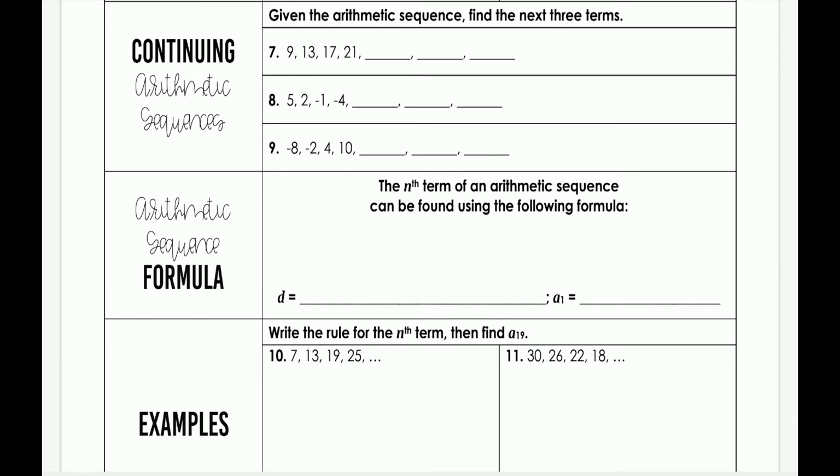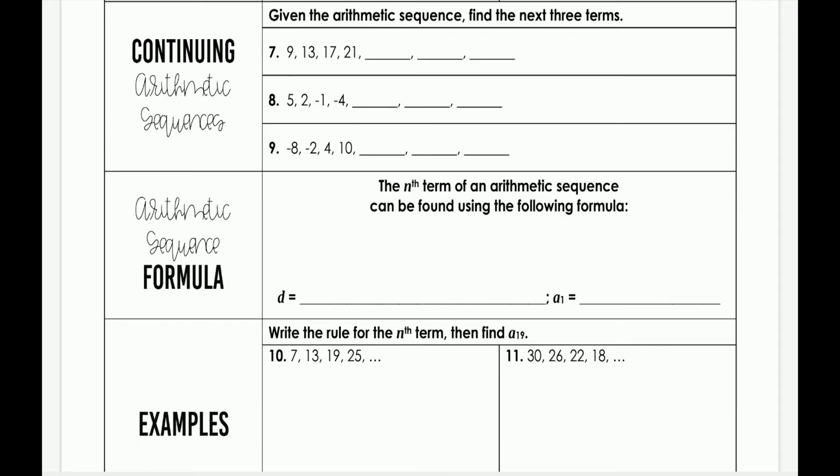So sometimes we're asked to continue the arithmetic sequence. We're going to be using the same things that we did in the previous problems, where we have to determine the common difference. With 7, 8, and 9, we're told that yes, this is an arithmetic sequence. So we have to determine what the common difference is, and then using the common difference, we have to determine what the 3 next terms would be in the sequence.